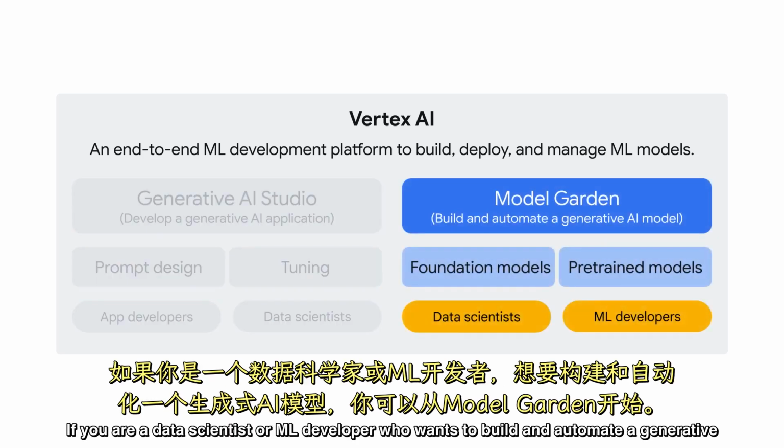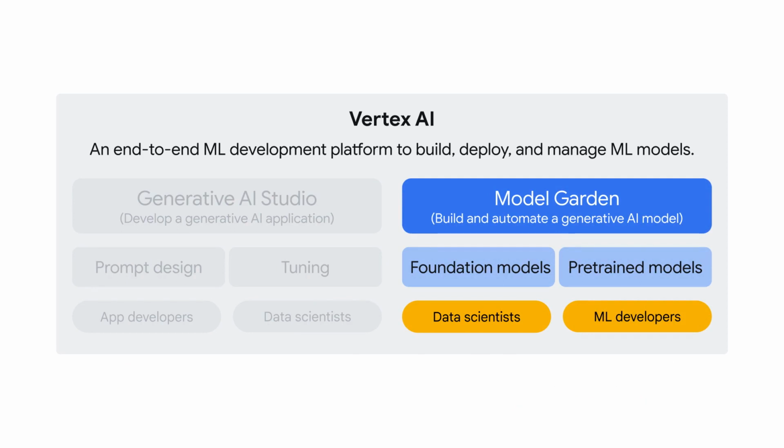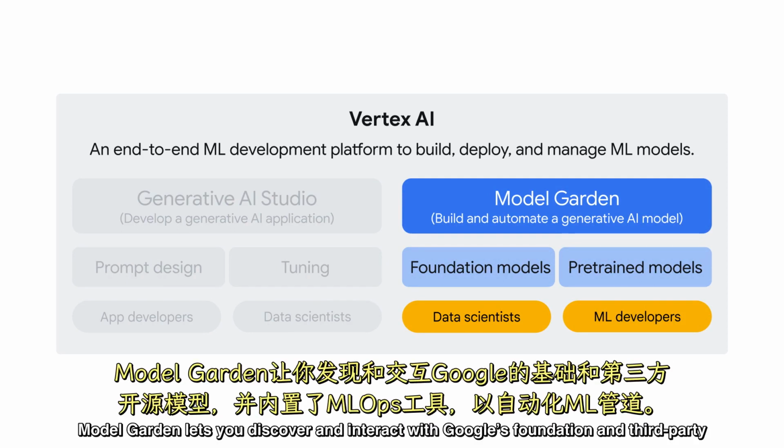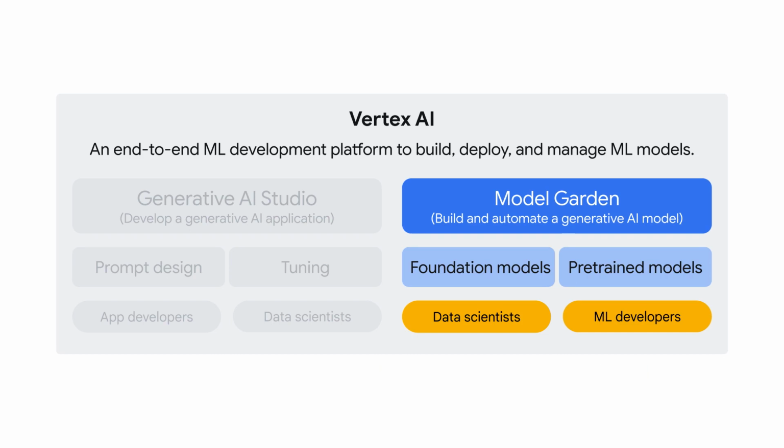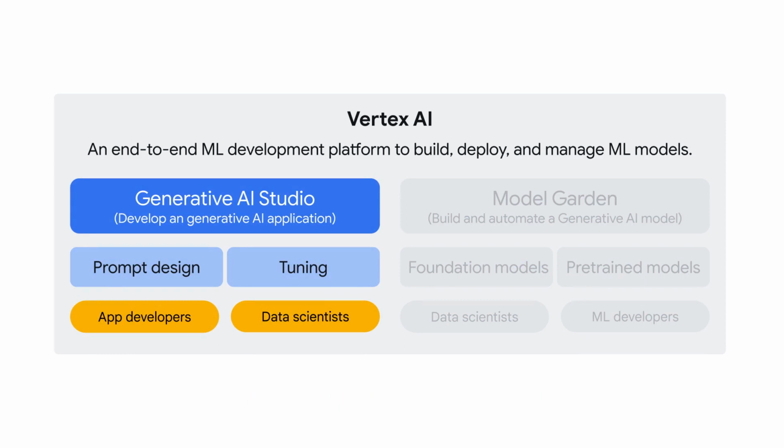If you are a data scientist or ML developer who wants to build and automate a generative AI model, you can start from Model Garden. Model Garden lets you discover and interact with Google's foundation and third-party open source models and has built-in ML ops tools to automate the ML pipeline. In this course, you focus on Generative AI Studio.